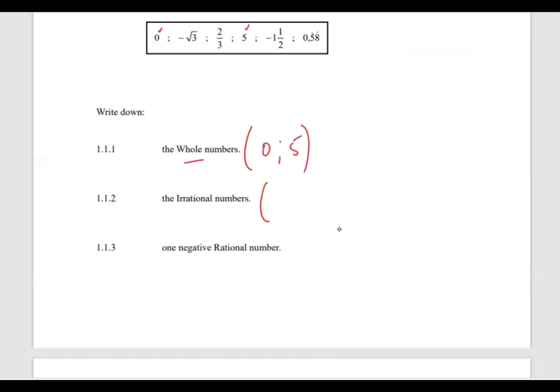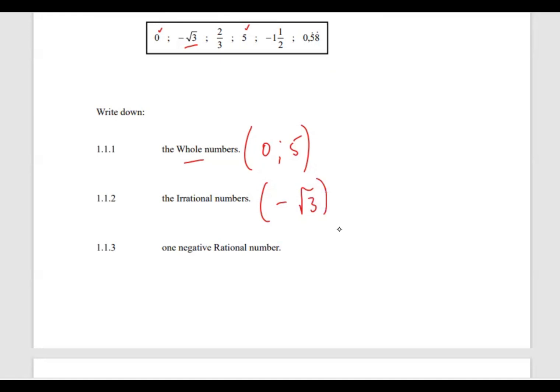Then we need what we call the irrational numbers. Okay, irrational numbers, we said, are numbers that are not perfect roots, or they have decimals that don't end. The only answer I'm seeing is this negative root 3. That is the only irrational number, in as much as it's negative, okay?